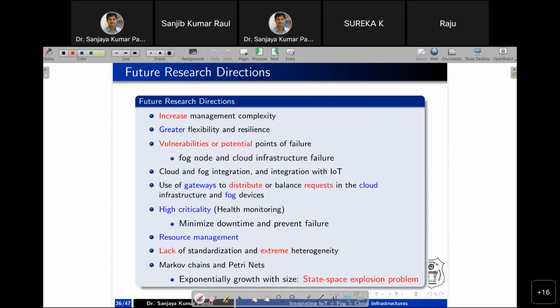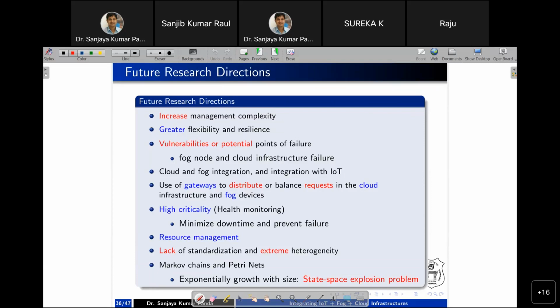Similarly, the gateways need to be distributed among various locations where you want to collect the data. And we have to see that each and every gateway is equally loaded. No one is overloaded, no one is underloaded. Similarly, we can minimize the downtime. We have to avoid failures in the system. We also have to manage these resources in the IoT layer, as well as the fog layer, as well as the cloud layer. And there is no specific standardization or rules and regulations while you are modeling this or while you are sending this.